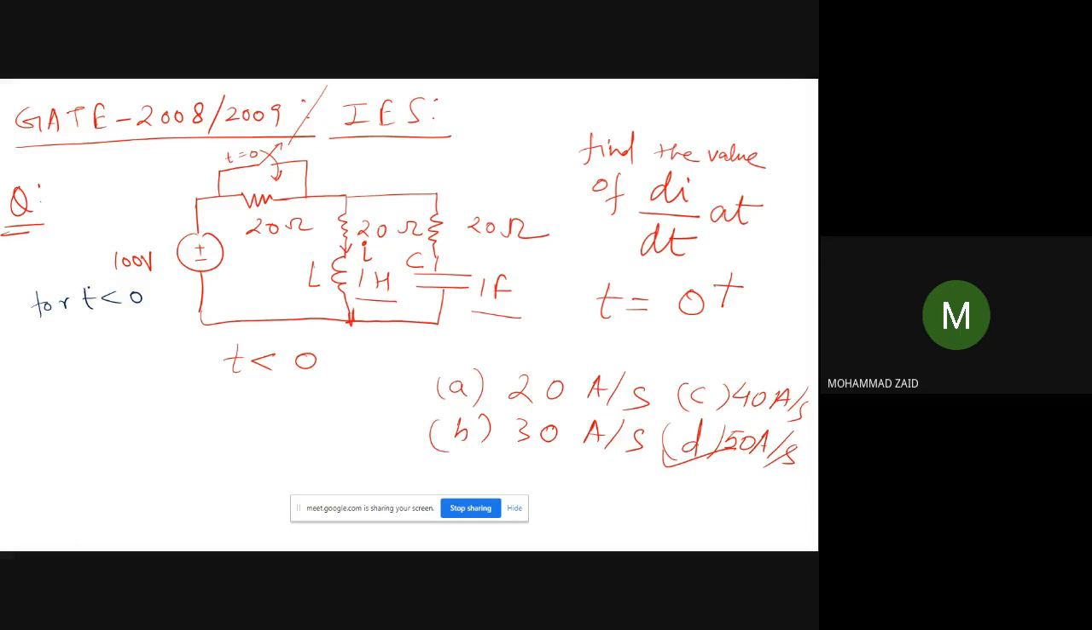Okay, so if you see this circuit, what is happening for t less than 0? For t less than 0, the inductor would be short circuited and the capacitor will be open circuited. The circuit will look like this. I will redraw it.